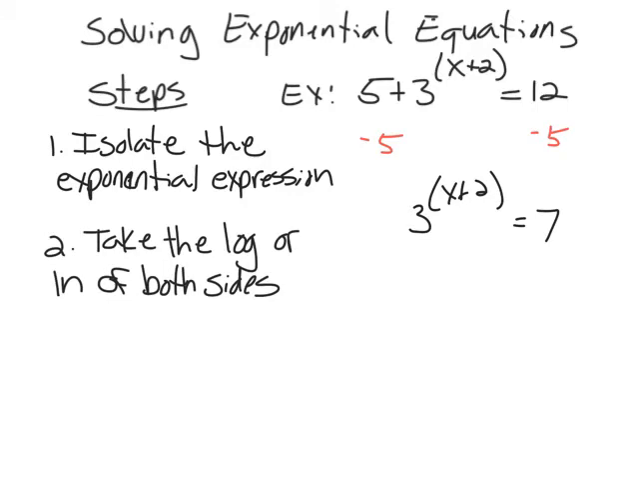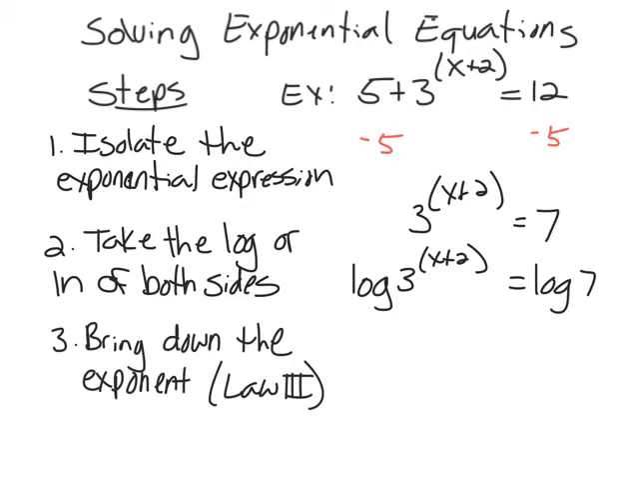So now if I want to solve this equation, I've got to get my variable down from being an exponent. So this is where I use the inverse operation. I'm going to take the log, the common log, or the natural log of both sides. Why common log and why natural log? Because those are the two that are definitely in your calculator. Either one works, it doesn't matter which one. For starters, I'll just take the common log of both sides. So that would be the log of 3 to the x plus 2 is equal to the log of 7.